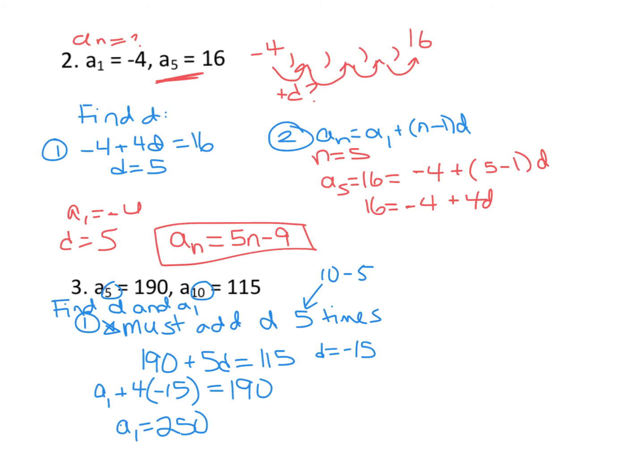So once you have your first term and your common difference, you can actually write your equation. Go ahead, pause, and do it on your own. So hopefully you ended up getting A sub n is equal to negative 15n plus 265.